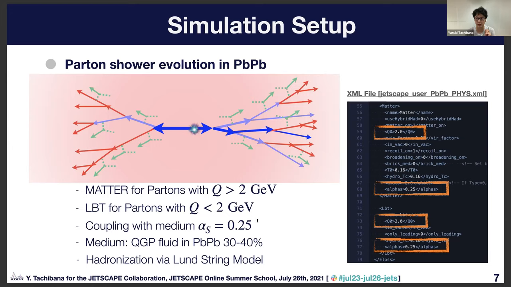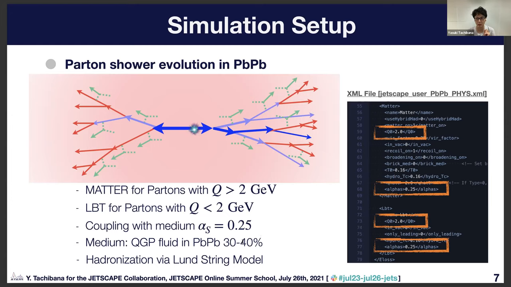If you are very interested in what happens when you increase this value, you can play around with this parameter. Here in this school, I provided a medium profile for lead-lead collision, calculated for 30% to 40% centrality. And not only the medium profile, but at the same time we provided the initial geometrical condition for hard scattering, which means the N-coll distribution.